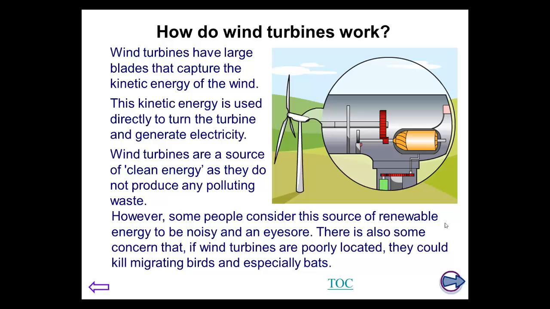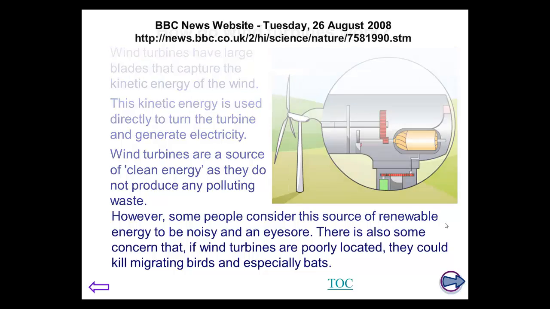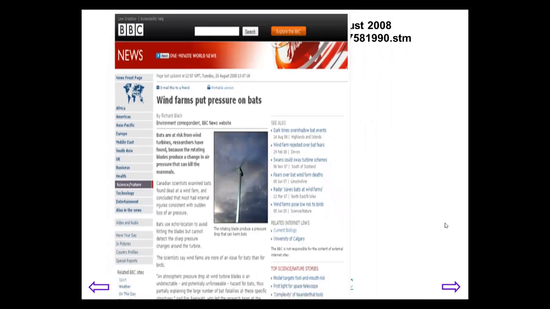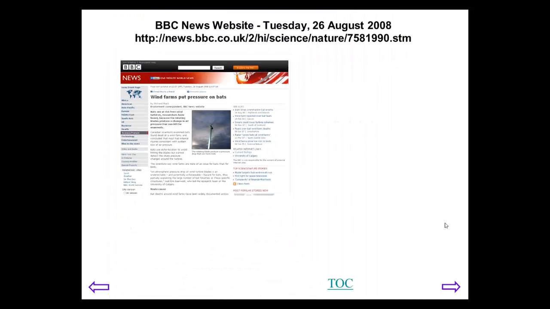Some people believe that this is an eyesore or ugly, and some people say it is rather noisy, so some people object to them. And it's said that they can kill migrating birds, and especially bats. This is from a website from 2008. There are lots of stories of dead bats being found at the foot of these wind turbines, and it was rather strange because it was clear that the bats had not been struck by the wind turbines, but nevertheless they were dead, and blood was seen coming from their mouths.